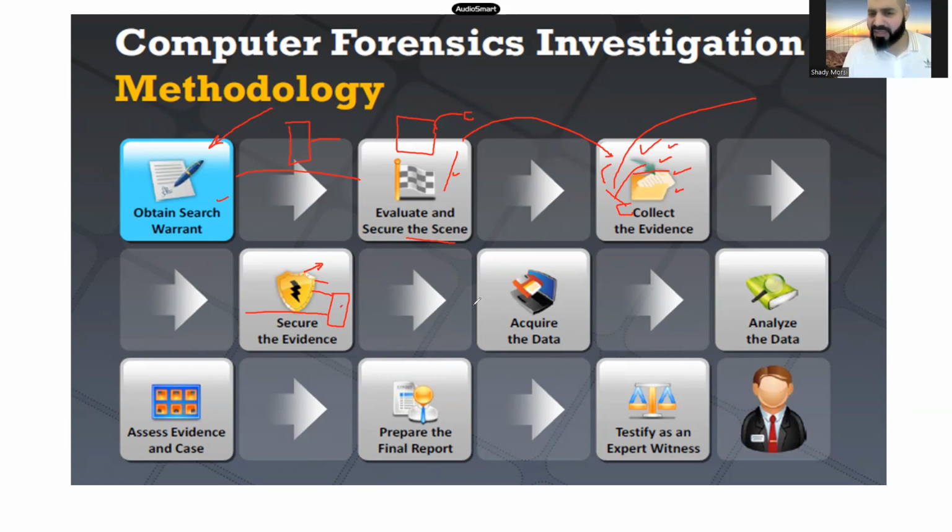Okay. Acquiring the data, as I mentioned before, is to be basically.